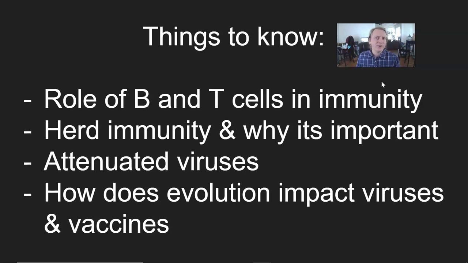How are viruses attenuated? Serial passage, reverse genetics. How does evolution impact viruses and vaccines? Again, the flu virus is everywhere and you have to get vaccinated for it every year because the flu evolves very quickly. Luckily for us, SARS-CoV-2 evolves much more slowly than the flu, but it still can evolve.